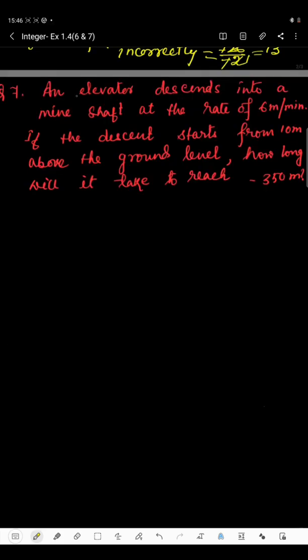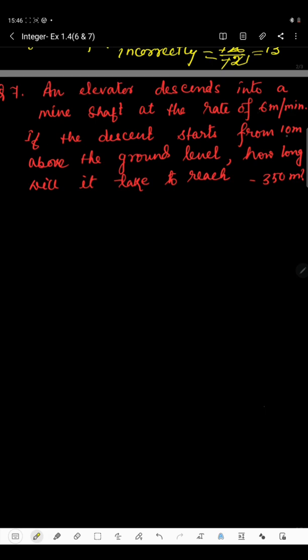In the next question we have, an elevator descends into a mine shaft at the rate of 6 meters per minute. Elevator means a lift descending into a mine shaft. Descend means going down at the rate of 6 meters per minute. Means in 1 minute it goes down 6 meters.